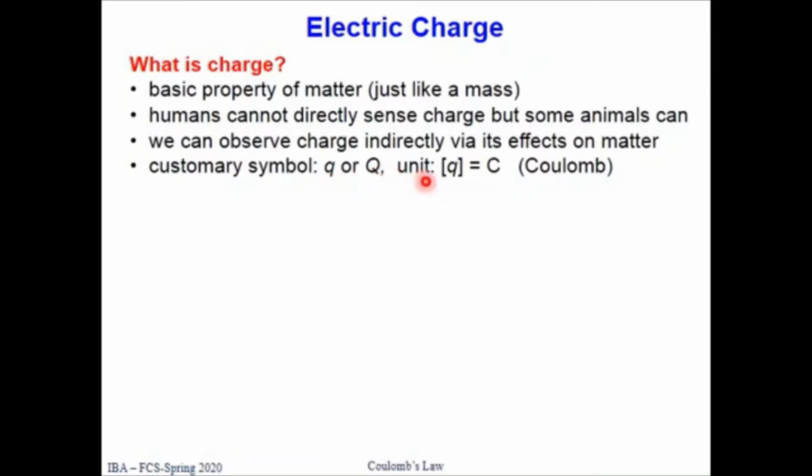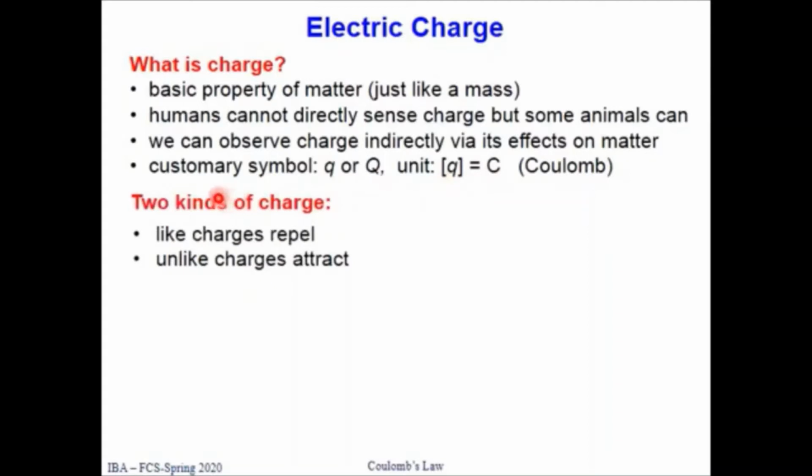And as charge is a measurable quantity, it must have a unit. So the charge is measured in coulomb, which is represented by capital C. As I mentioned before, the charge has two kinds, one is positive and the other is negative. Therefore, their interaction also must have two kinds. Like charges repel each other and unlike charges attract each other.